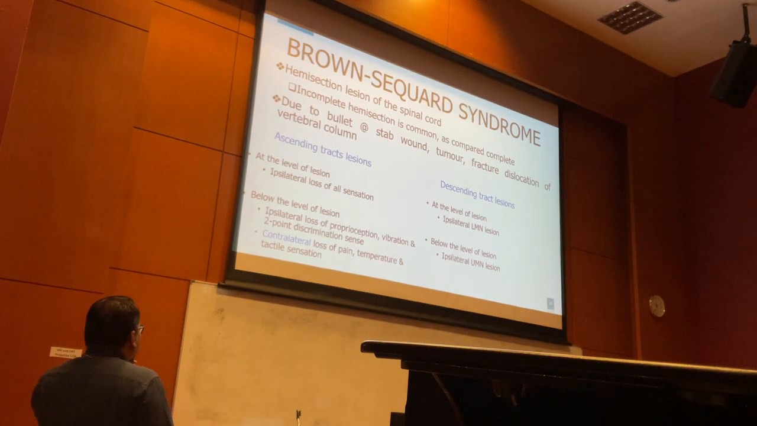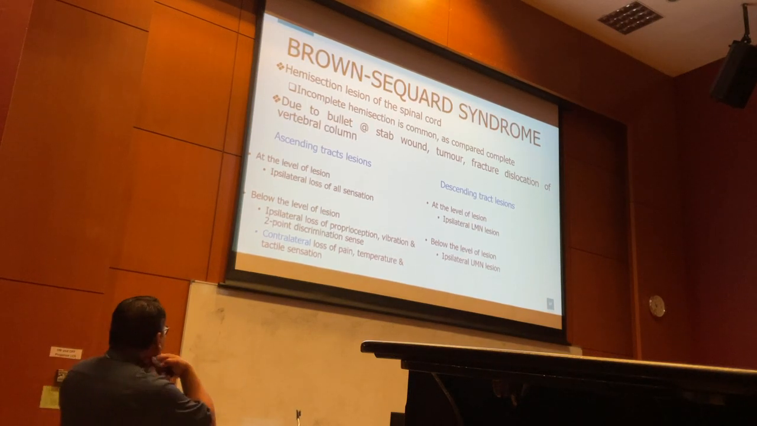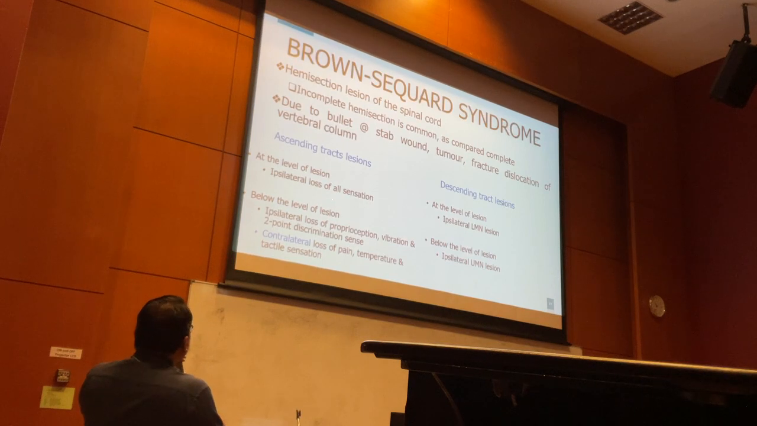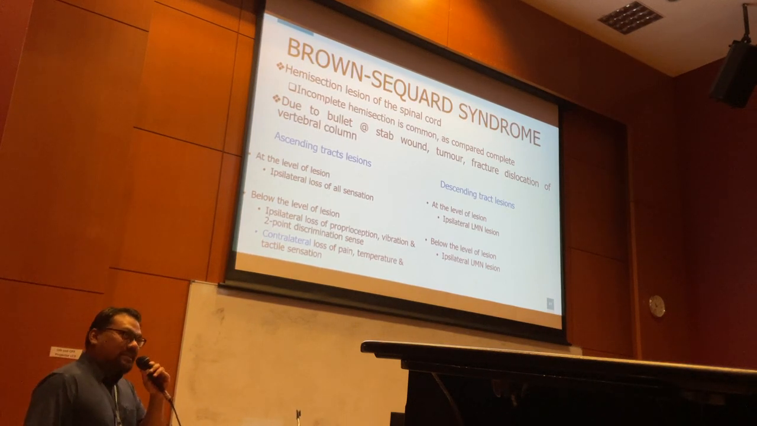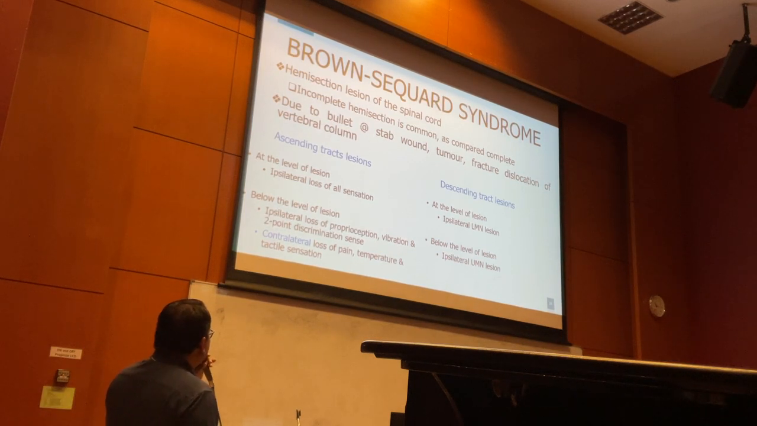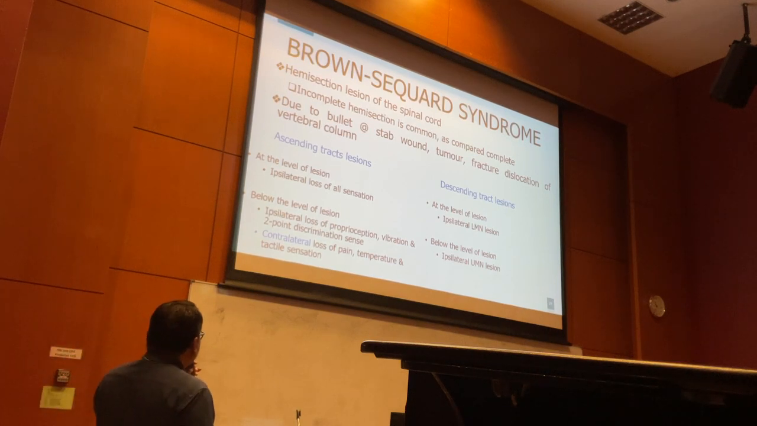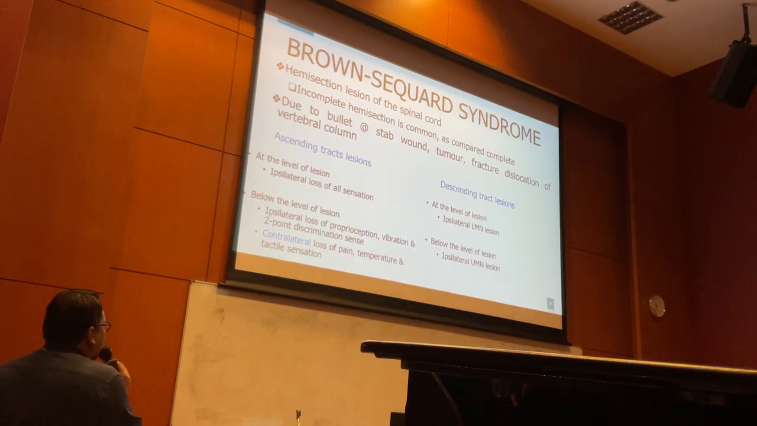Okay, so what happened after the shock subsided? The patient will be presented with the ipsilateral loss of all sensation at the level of the lesion. Dia tak boleh cross, kan? Dia tak boleh cross. Okay, so ipsilateral loss of sensation, and below the level of the lesion, ipsilateral loss of proprioception, vibration and 2-point discrimination sense, and contralateral loss of pain, temperature and tactile sensation.